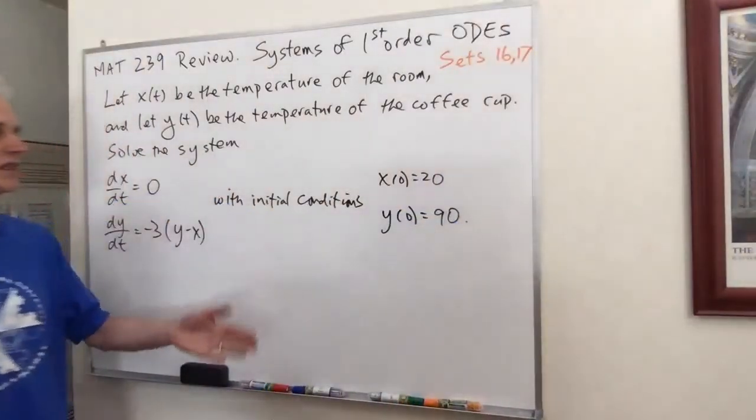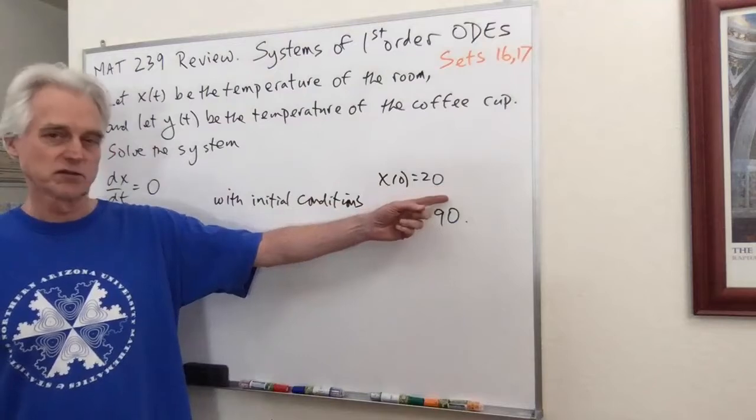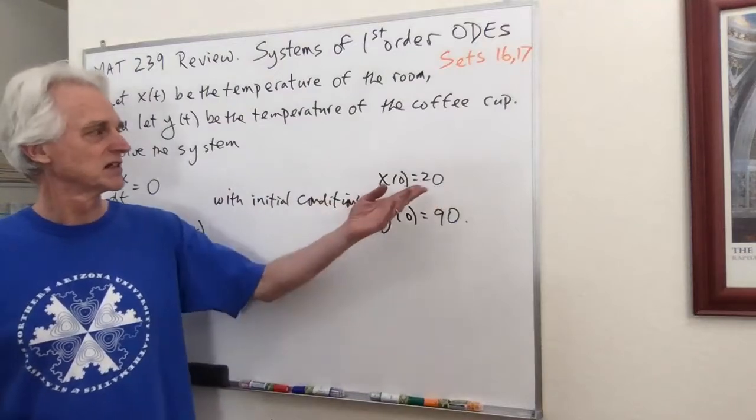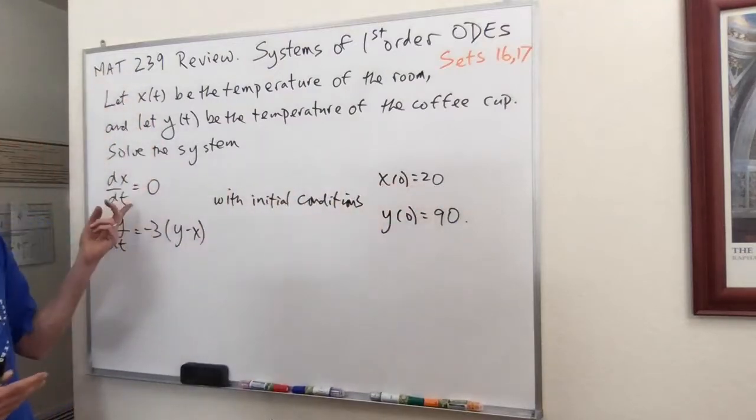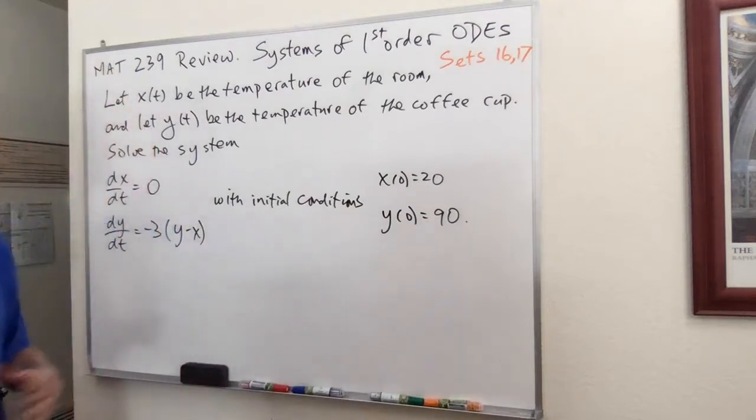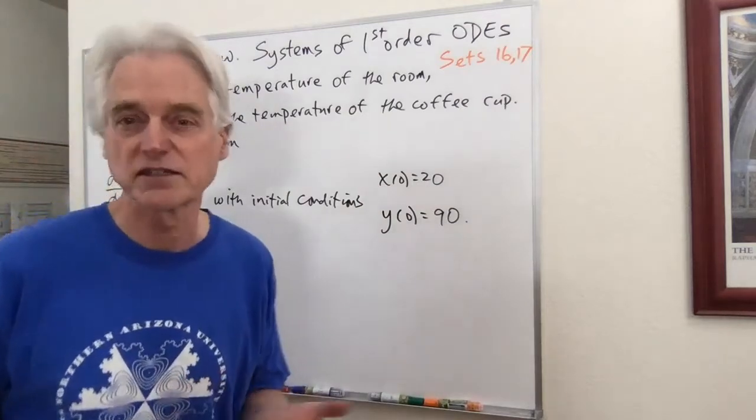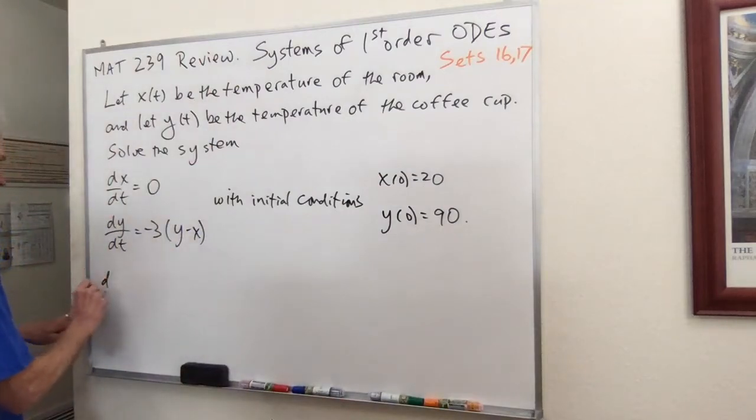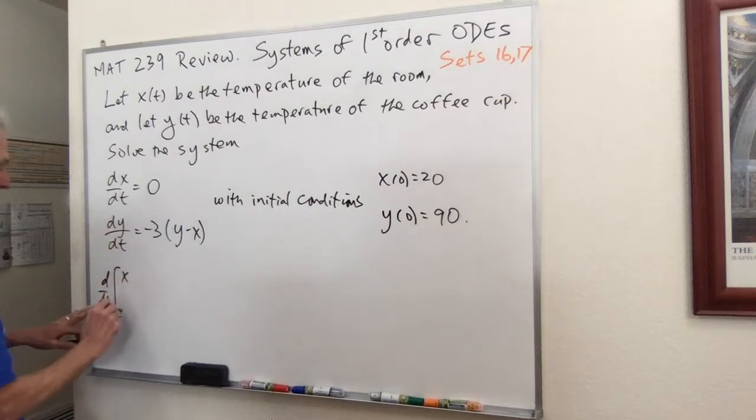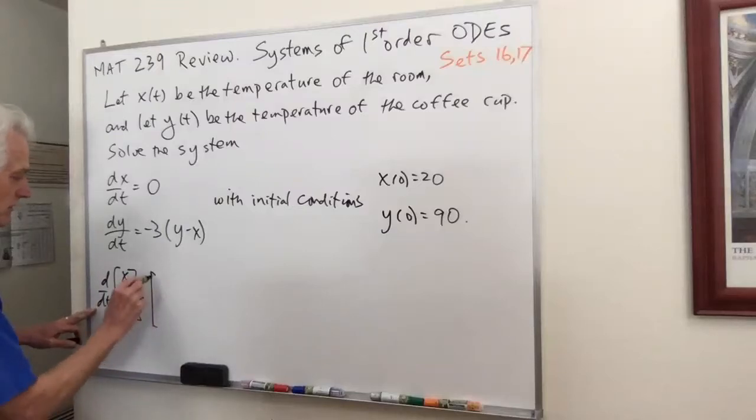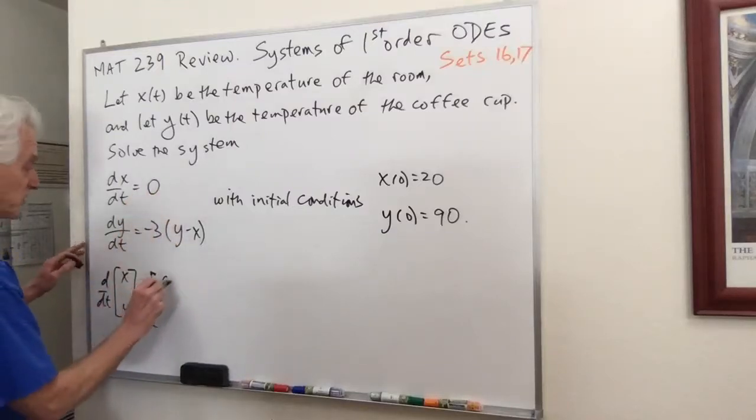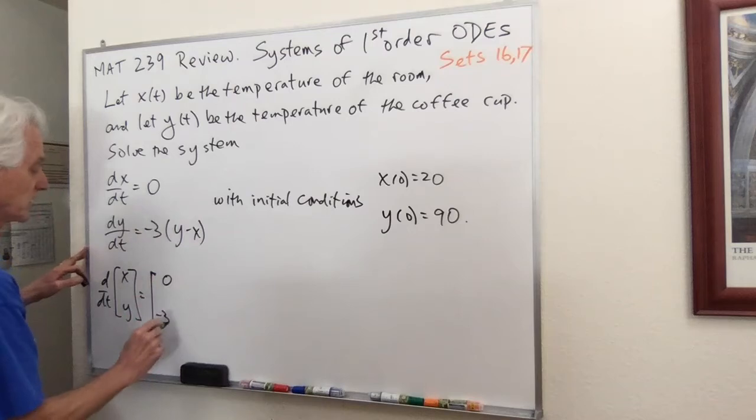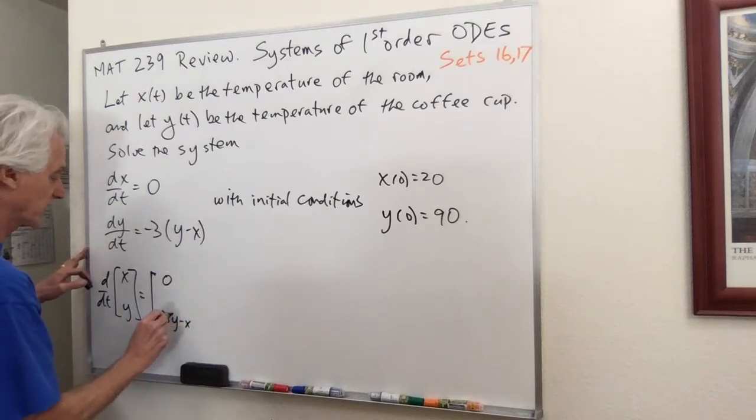So we're going to have the initial conditions, x of 0 is 20, the temperature of the room is 20 degrees C, and it stays 20 degrees C because dx/dt is 0, and the initial temperature of the coffee cup is 90. All right. So I'm going to write this as a system in vector form, d/dt of (x, y) is going to be, well, let's not write it as a matrix quite yet. We have 0 and minus 3 times y minus x.